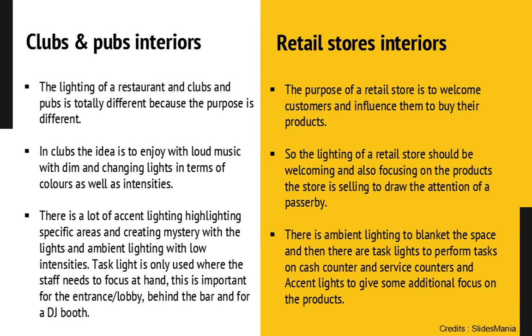The next is clubs and pubs interiors. The lighting of a restaurant and clubs is totally different because the purpose is different. In clubs, the idea is to enjoy with loud music with dim and changing lights in terms of colors as well as intensities. There is a lot of accent lighting highlighting specific areas and creating mystery with the lights, and ambient lighting with low intensities. Task lighting is only used where staff needs to focus at hand. This is important for the entrance, behind the bar and for a DJ booth.